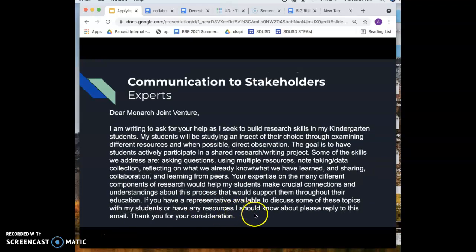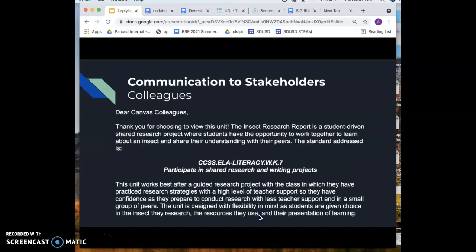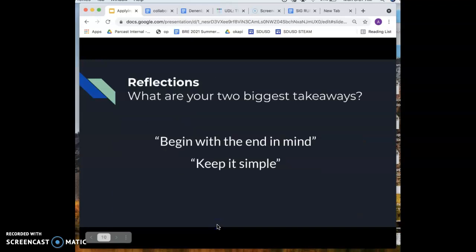When communicating to experts, it's important to make connections to what I'm doing and what the expert does, so that they know why I am reaching out to them for support in the unit. And for colleagues, it's important to give a summary of what is focused on in the unit and what background knowledge students will need to know to be successful.